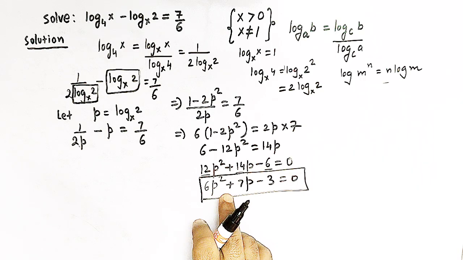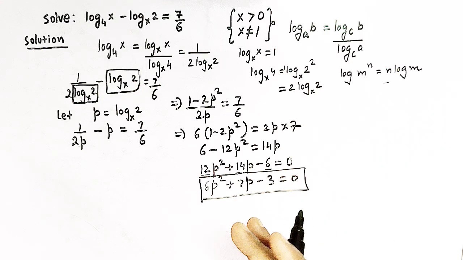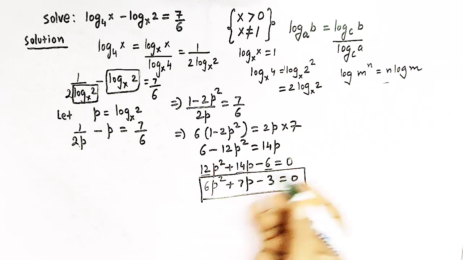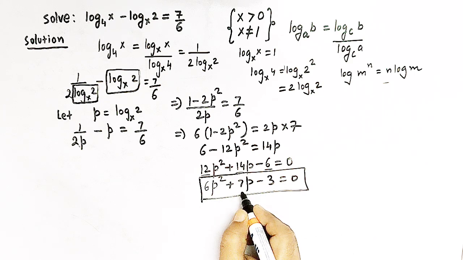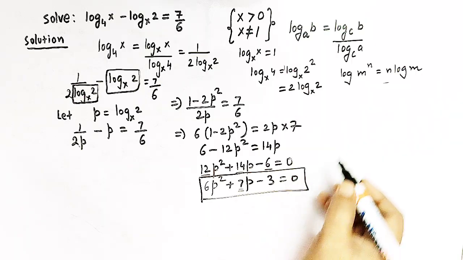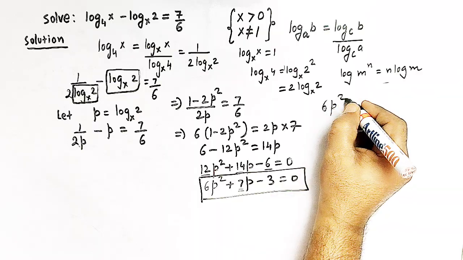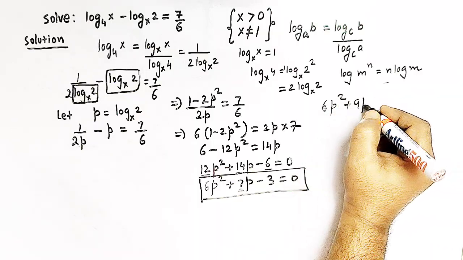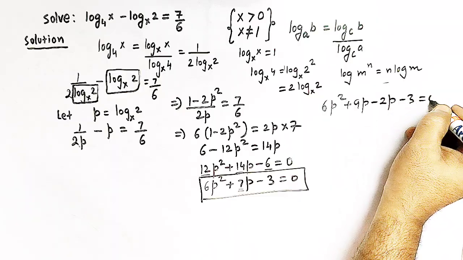Now we can easily solve this quadratic equation by either using the method of splitting the middle term or the quadratic formula, right? So here we'll make use of the method of splitting the middle term. So here we have 6 times minus 3 is minus 18. So we can split this term 7p like this. So we have here 6p square, then we can write 9p minus 2p, and here we have minus 3.